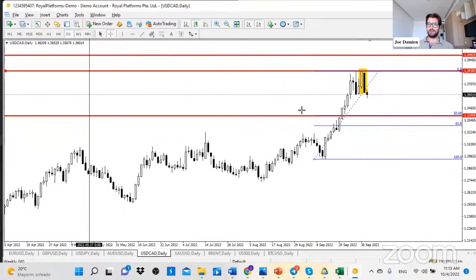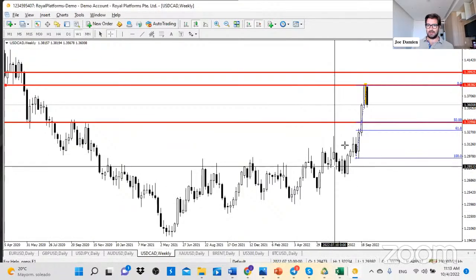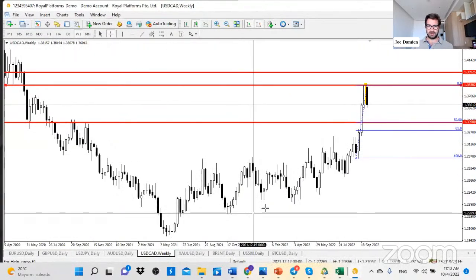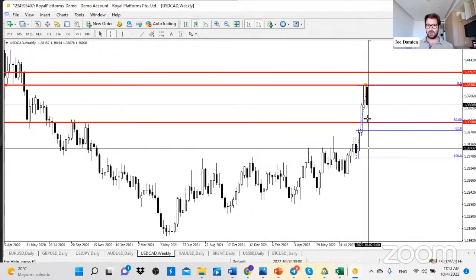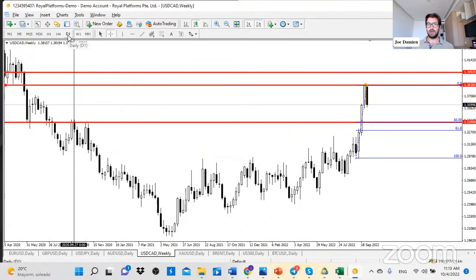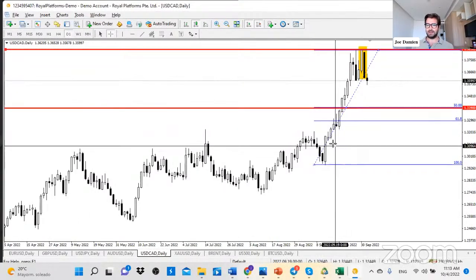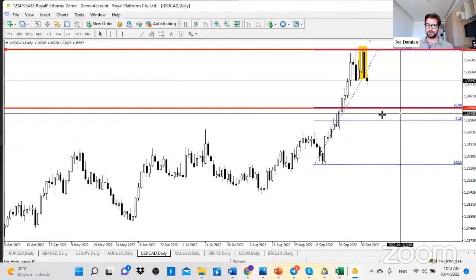So let me repeat. We are on an uptrend, since on the weekly time frame we have higher highs and higher lows. So better to think now to buy USDCAD, not to short it, to buy it.